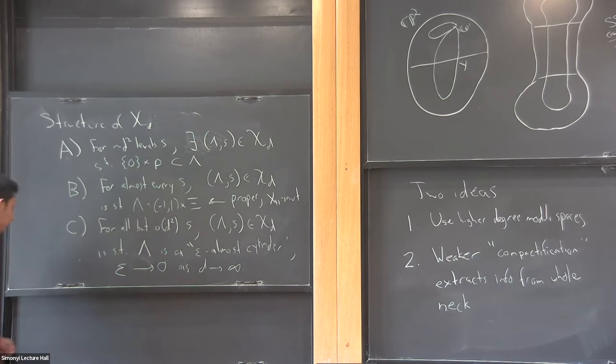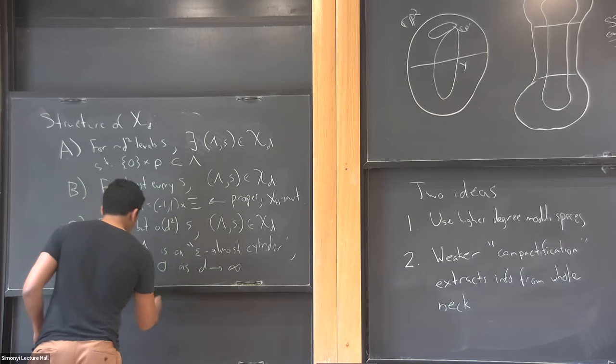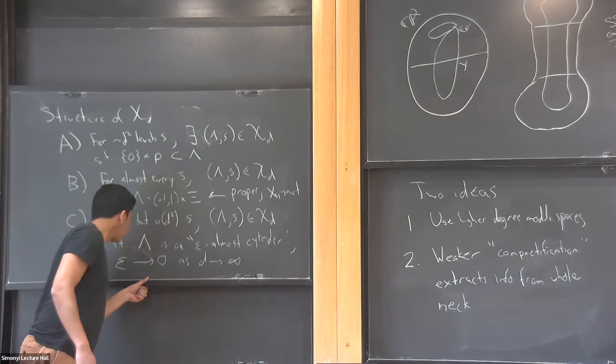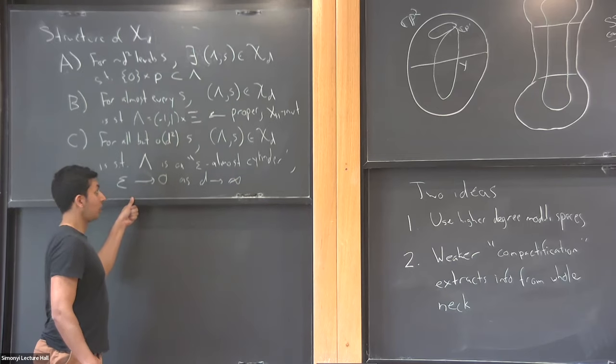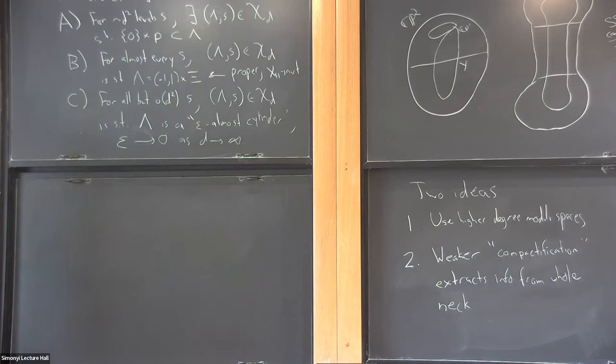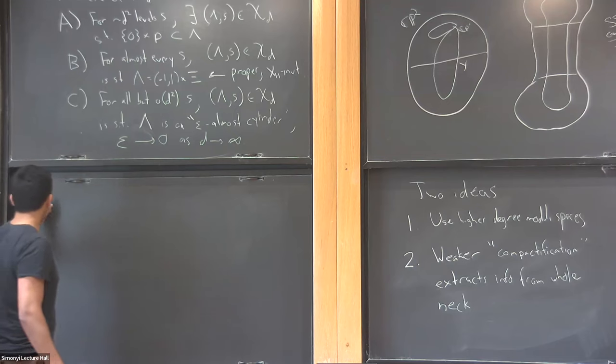Okay, so I'll explain. Really, B and C are where all the analysis is in the proof of the theorem. After you establish these structural properties, there are some interesting topological arguments which get you to the theorem. But let me just quickly explain how C and B work.